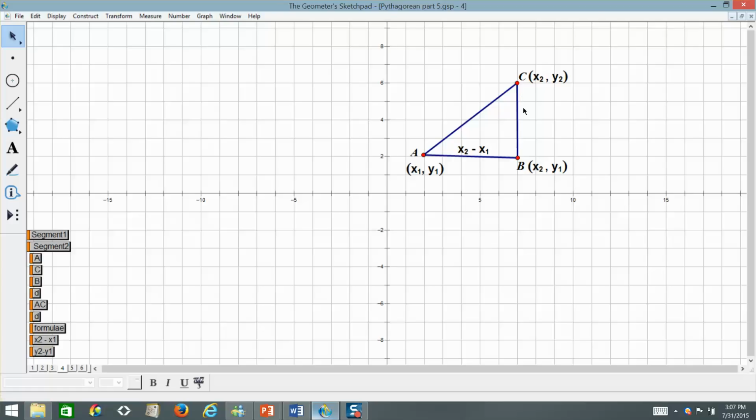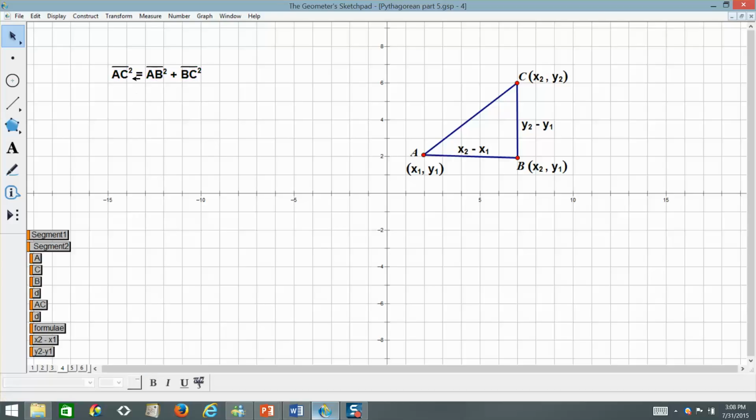Okay, the same to calculate the length of BC. From the x-axis to C is equal to y sub 2, while from the x-axis to B is equal to y sub 1. So the length of BC is equal to y sub 2 minus y sub 1. Now we can write the Pythagorean theorem for this triangle.